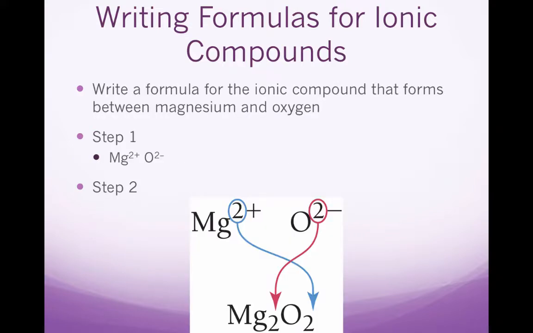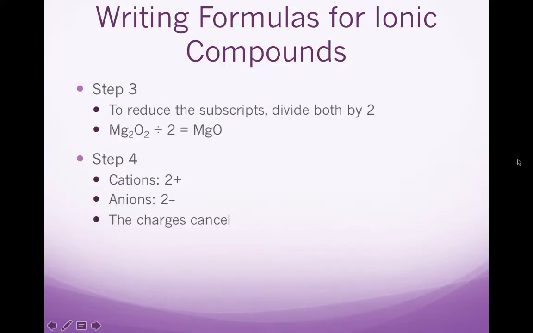Let's look at another example. So we're going to write the formula for the ionic compound that forms between magnesium and oxygen. So step 1, we write the metal Mg2+, and then the nonmetal O2-. The second step is we swap the magnitude of the charges for subscripts. Step 3, to reduce the subscripts, we need to divide both by 2. So we can take Mg2O2, divide that by 2, and we get MgO. And then the fourth step is we want to make sure that charges cancel, so we have one cation with a +2 charge, and an anion with a -2 charge, so the charges cancel, so we're good.